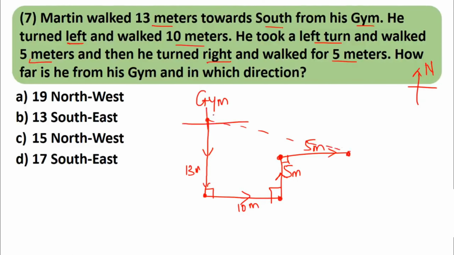Okay, what is the direction? Just draw this cardinal at the gym. It is going in this direction. This is nothing but, this is north, this is south, this is east, this is west. So southeast. So this is not the answer, this is not the answer. Answer is this or this. Let us find out. Okay, we have to find the distance between starting point and end point.